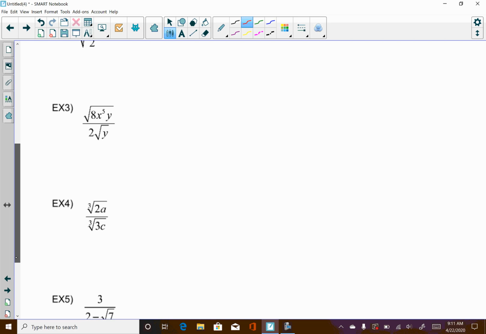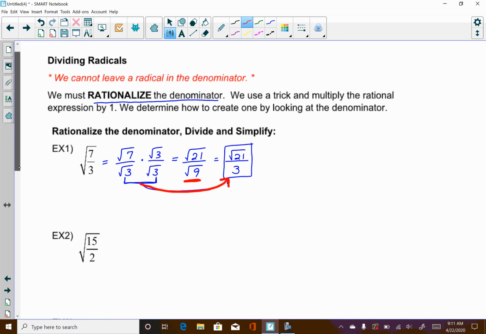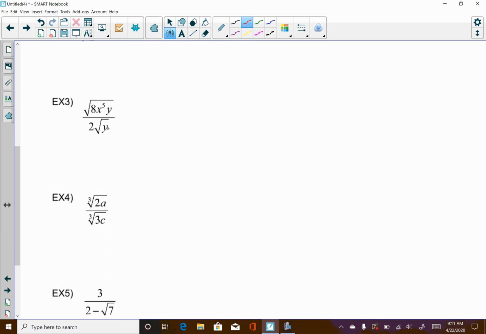So here in example 3, I've got a square root in the denominator. I can't leave that there, so I multiply top and bottom by that square root. So I multiply by the square root of y. So then up top I have the square root of 8x to the 5th y squared. Over on the bottom I have 2, and if we use our property that I was just telling you about, our shortcut, the square root of y times the square root of y is just y.